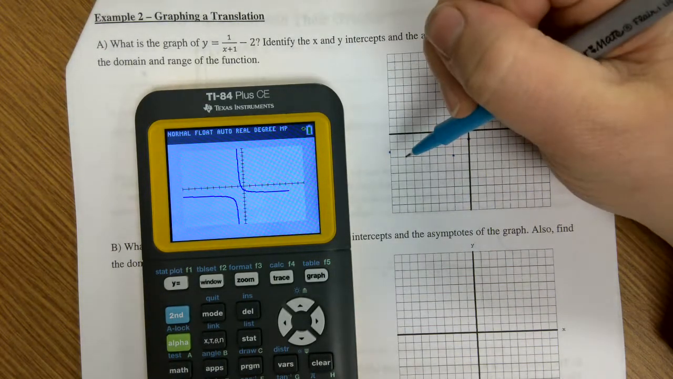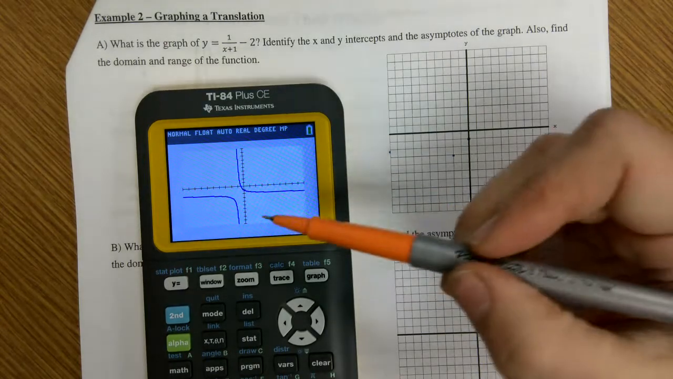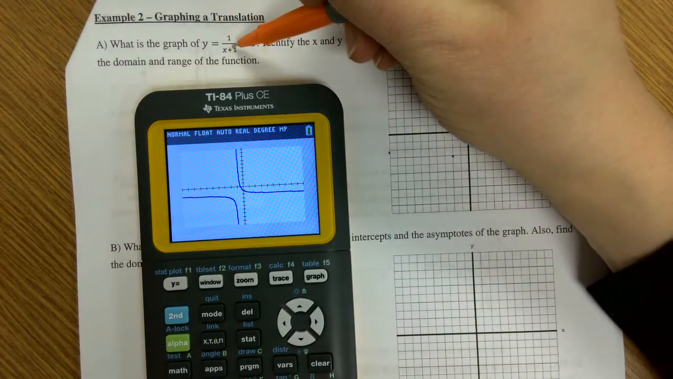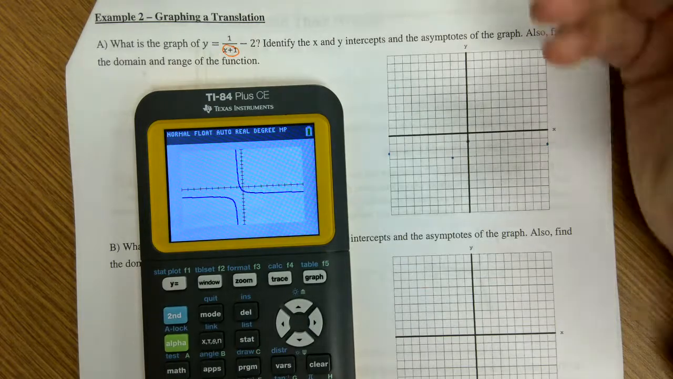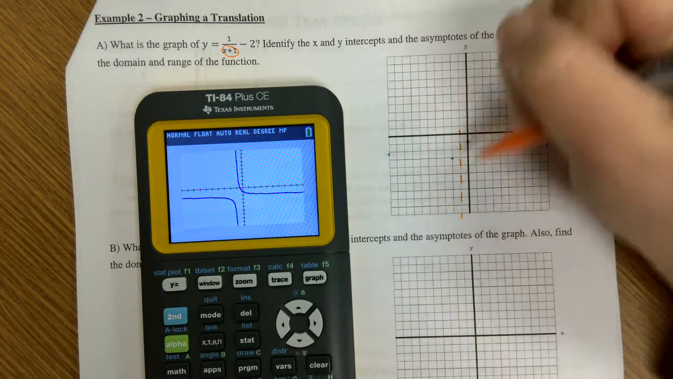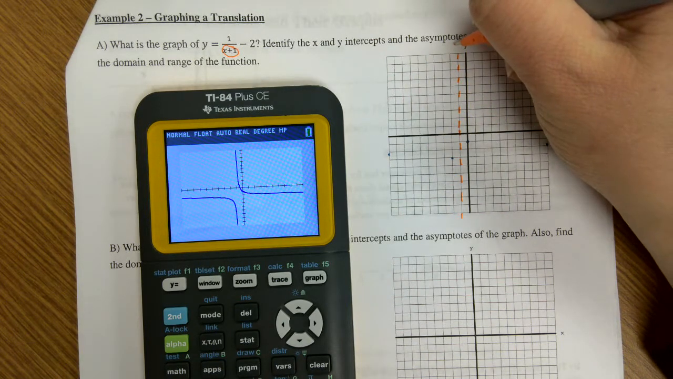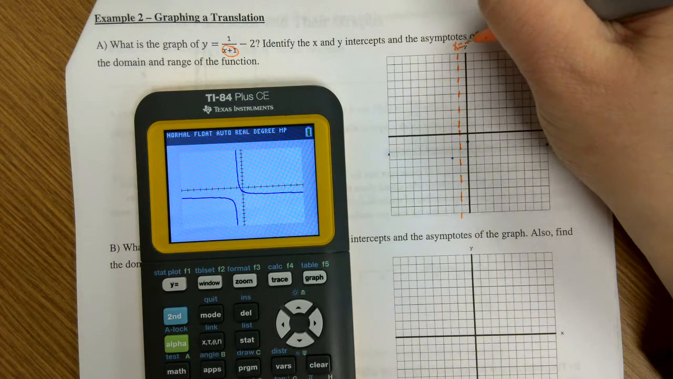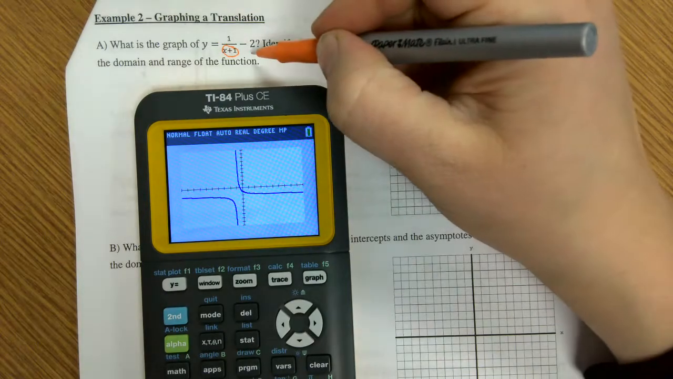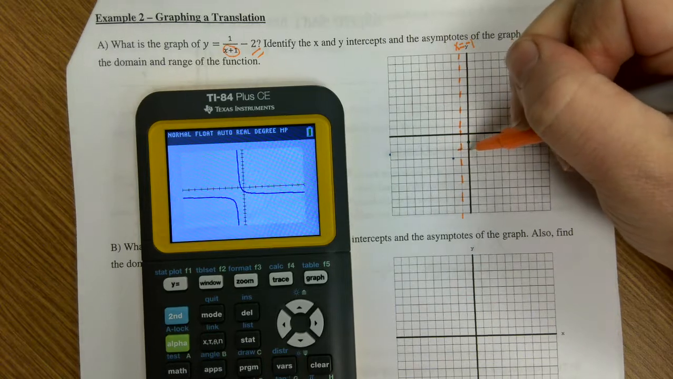Again, there should be 2 curves, but before I actually do the 2 curves, looking at this graph, this right here is going to move it left 1. So left 1 would be right here. So that's going to be my vertical asymptote. Vertical asymptote at x equals negative 1, because this was left 1. This is going to move it down 2. So if I have down 2, this will be the line.